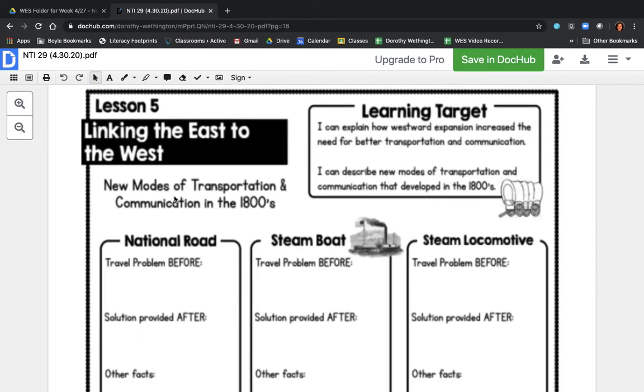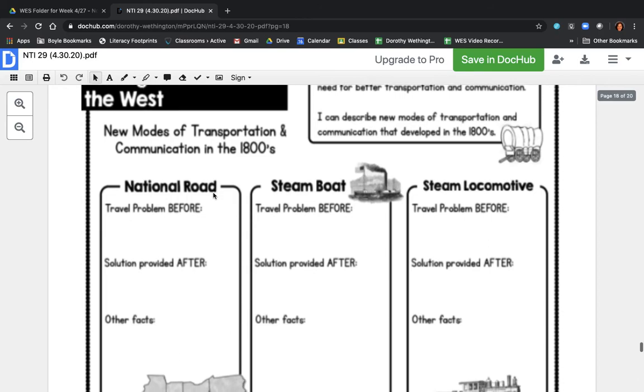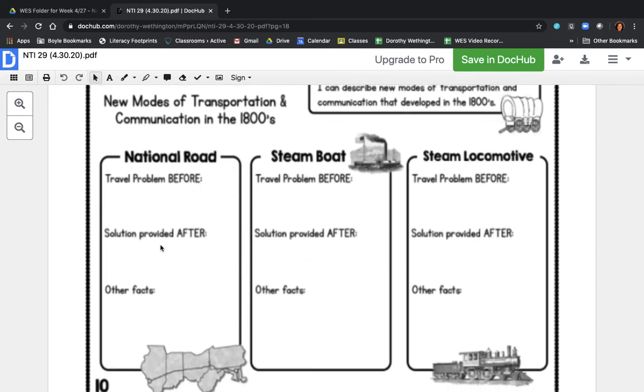Linking the East to the West. New modes of transportation and communication in the 1800s. Learning target. I can explain how westward expansion increased the need for better transportation and communication. I can describe new modes of transportation and communication that developed in the 1800s. The National Road: travel problem before, solution provided after, other facts. Steamboat: travel problem before, solution provided after, and other facts. The steam locomotive: travel problem before, solution provided after, and other facts.